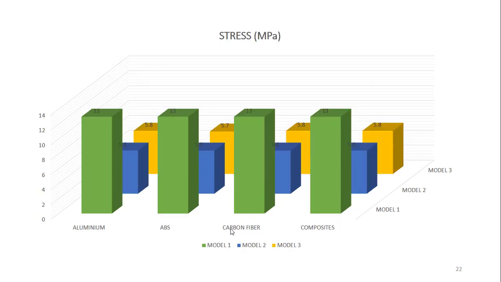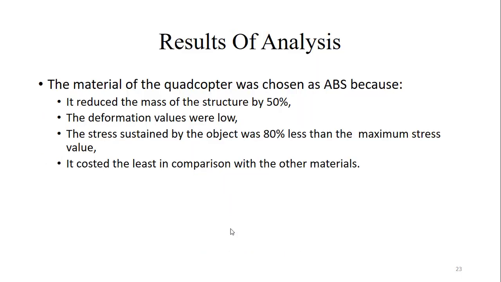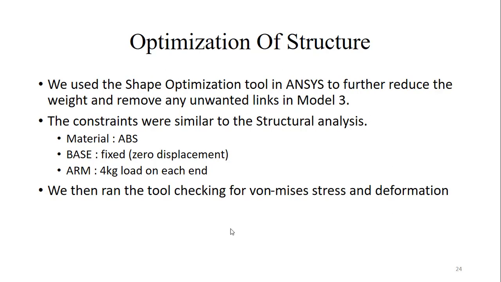From here on we would see the stress. The stress is just 5.7 megapascal for model number 3, which is very low compared to others. So we chose ABS because of that. It can reduce the mass by 50%. Deformation values were low. The stress sustained by the object was 80% less than the maximum stress value. It cost less in comparison with the other materials also, which is a very important factor in our analysis.